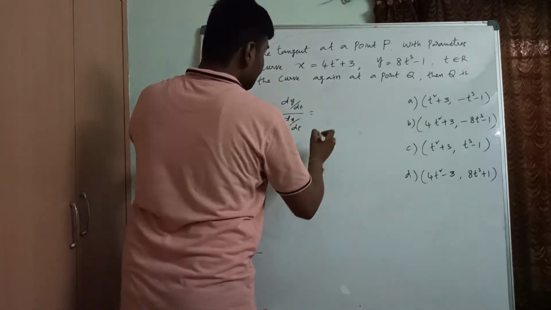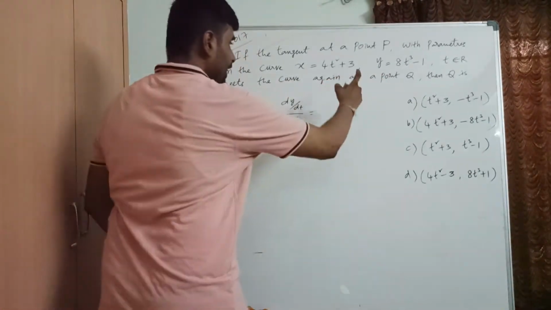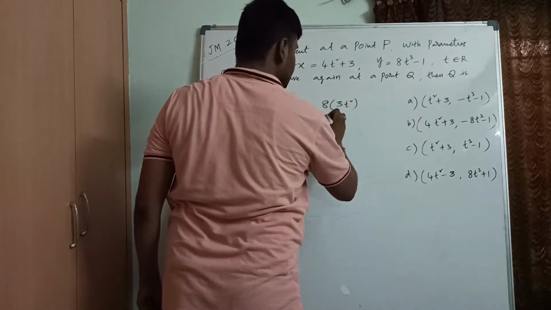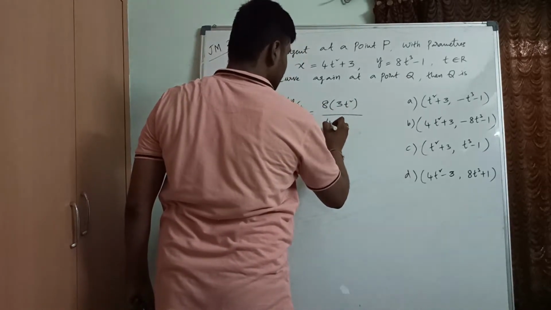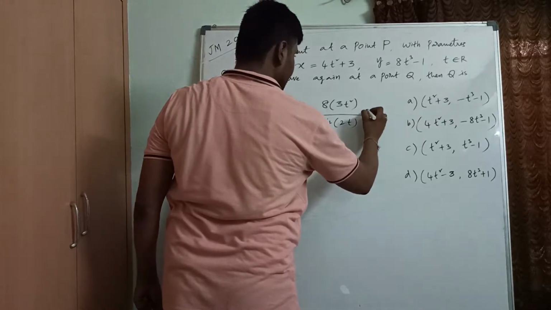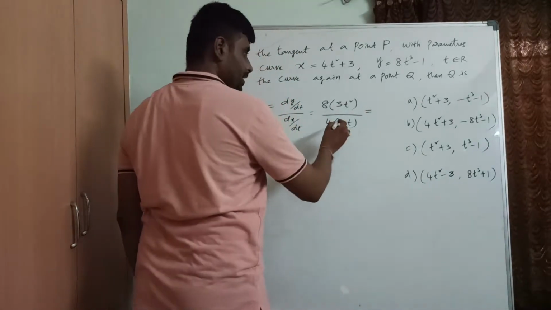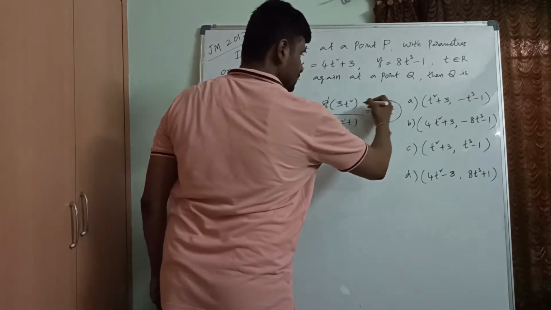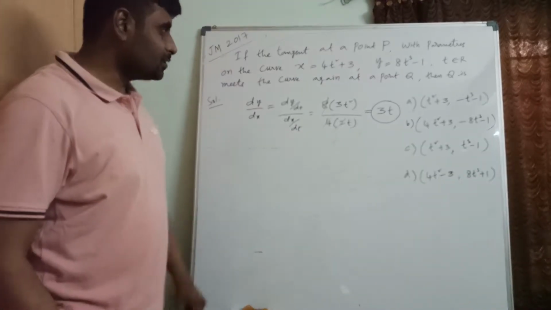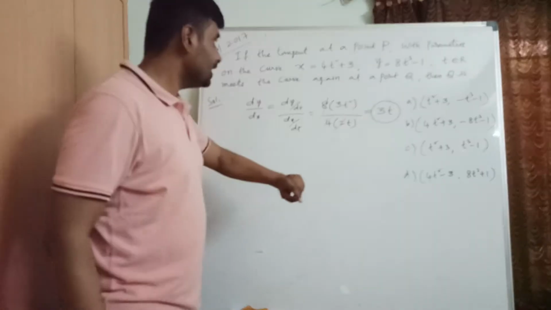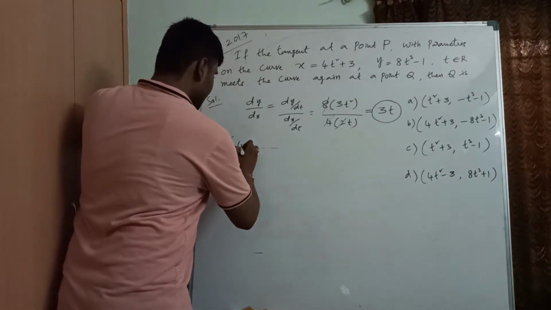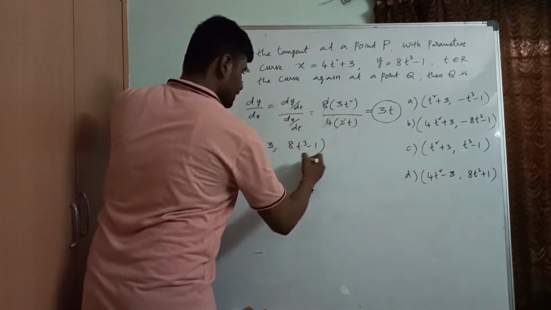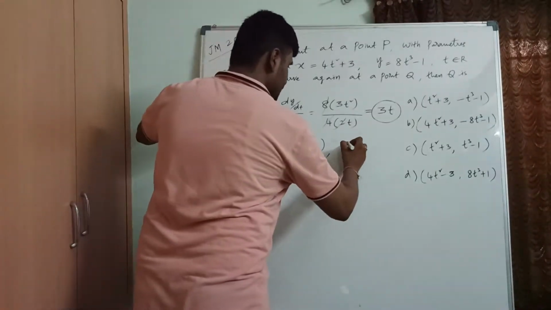Now, dy by dt means the derivation of this: 8 into t cube gives 3t square, and the derivation of minus 1 is 0. Here, 4 into 2t. So what will you get? t gets cancelled. 4 into 2 is 8. So finally what will you get? 3t. So this is dy by dx. Let us imagine this as the slope. Now what is the point here? The curve's own point: 4t square plus 3, 8t cube minus 1.